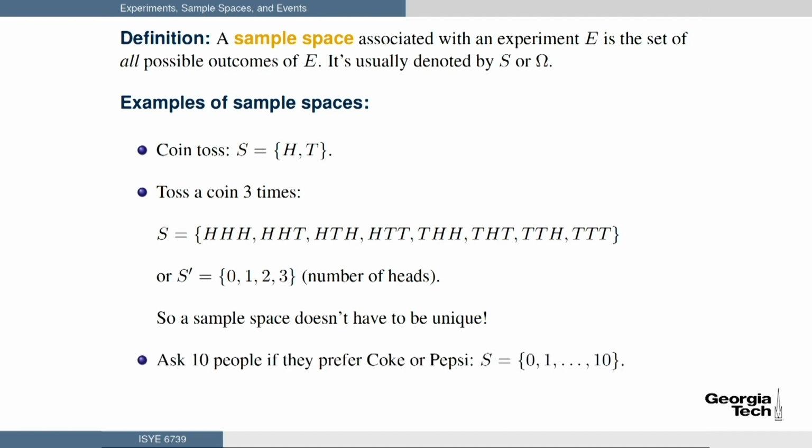Going back to the Coke or Pepsi example, the sample space here is just the number of people who prefer Coke: 0, 1, 2, all the way up to 10. Let's make sure they're integers. And a slightly more complicated sample space is the lifetime of the light bulb. You can have any real number greater than or equal to 0. I guess you'd run into a 0 if you had a defective light bulb that didn't even work when you turned it on or it blew out immediately. Other than that, it's going to last some lifetime greater than 0.